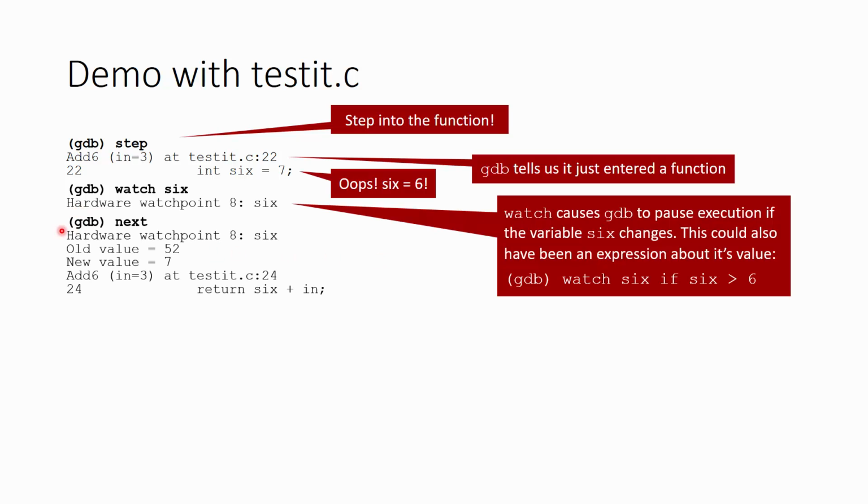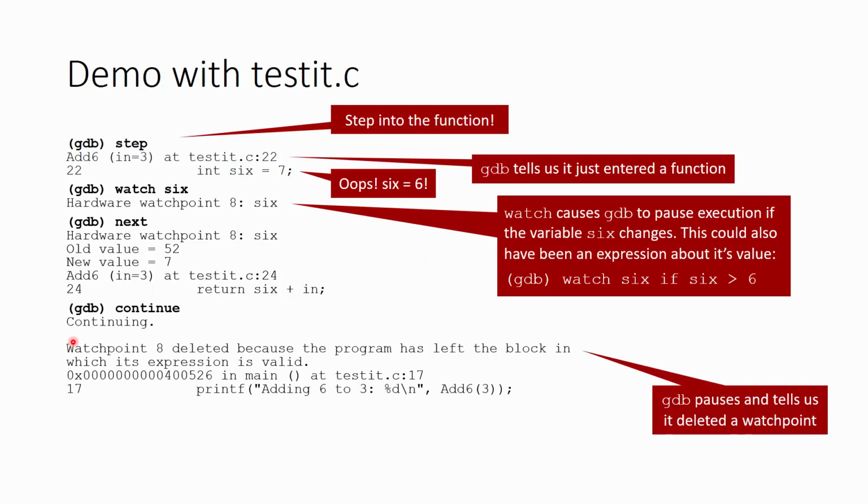So we go next, and we will step to the next line here. And the watch point triggers, and it tells us that the old value of this particular variable has changed from 52 to 7. And that is happening simply in this initial assignment declaration line. So the garbage value that it started with was 52, and it has now been updated to 7. And it tells us that our next line is to return 6 plus whatever the thing that came into the function was, which was 3. So 3 plus the 7 is going to give us 10.